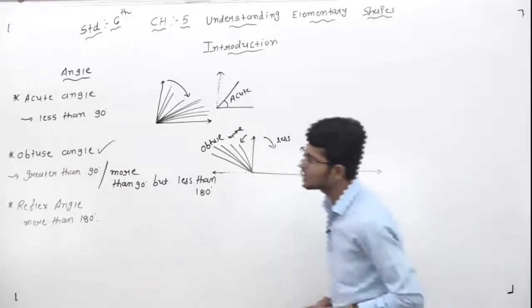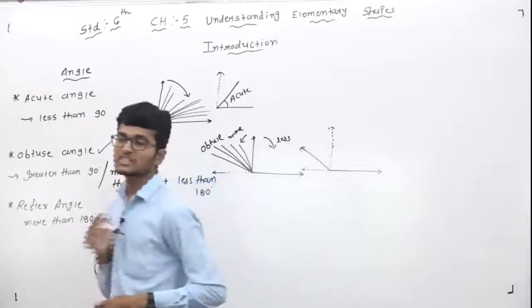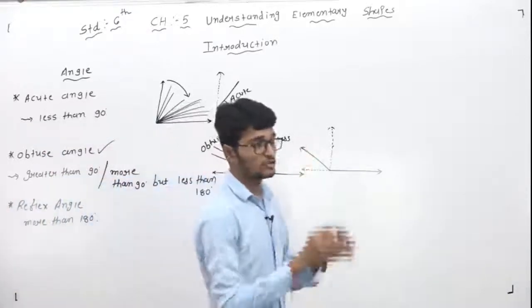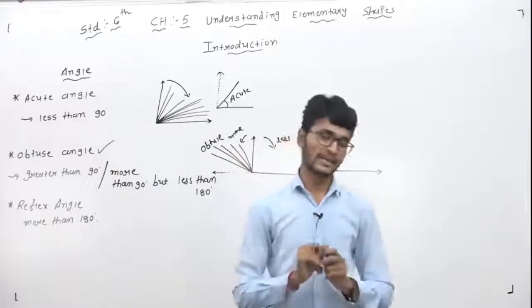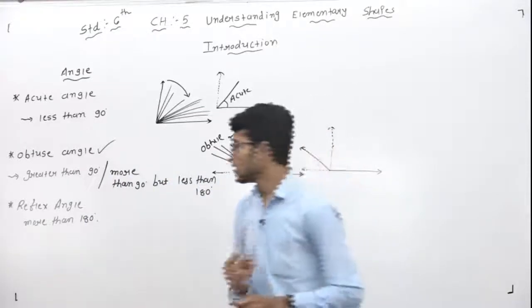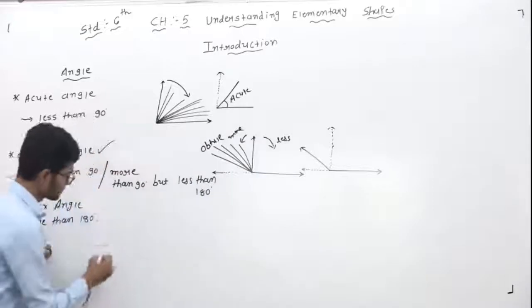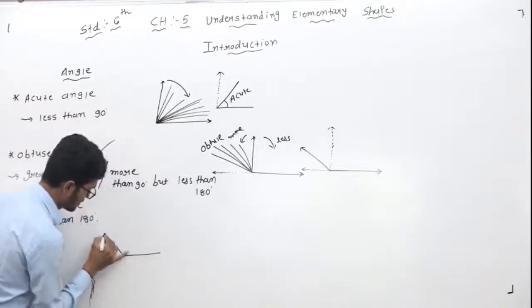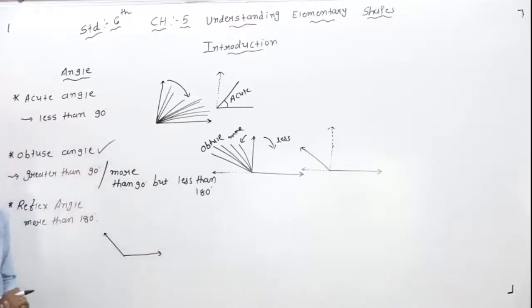Now the next one is the reflex angle. What is the reflex angle? More than 180 degrees angle. So these all are reflex angles. Understand? Now reflex angle means, suppose we draw in this way. Now this one is the reflex angle. Yes, this one is the reflex.